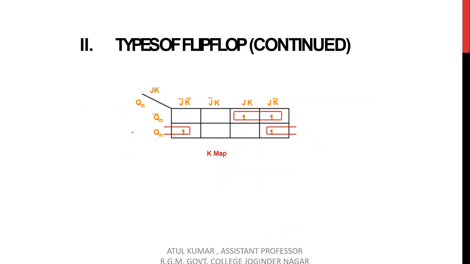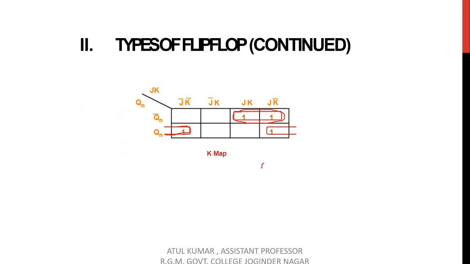So this one is the correct K-map for the JK flip-flop. In this case we have to make two pairs. One pair is this and the second pair is this.